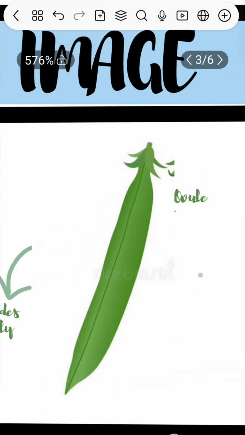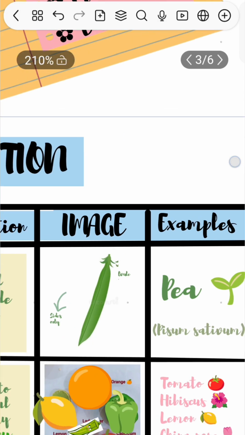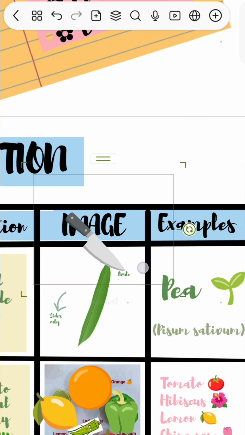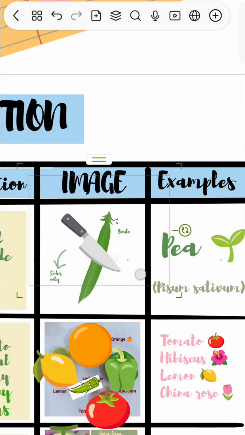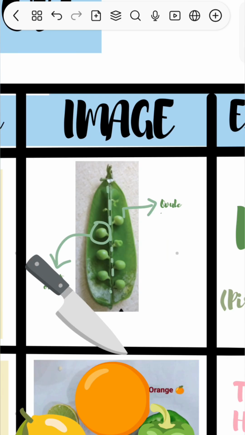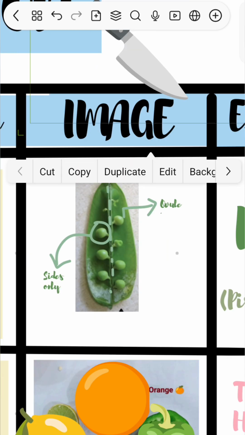Okay, let's see the real one. So we need to cut it. Let me just take my knife real quick. Cutting. Yeah, we have it. Let's cut this. Okay, we have cut it. Let me keep my knife in a safer place.